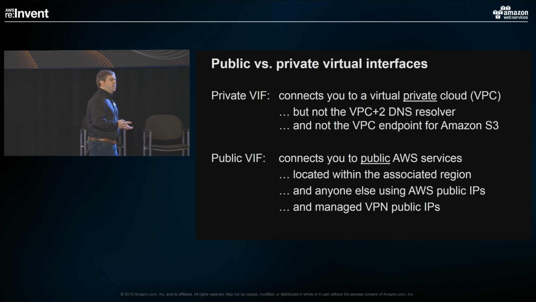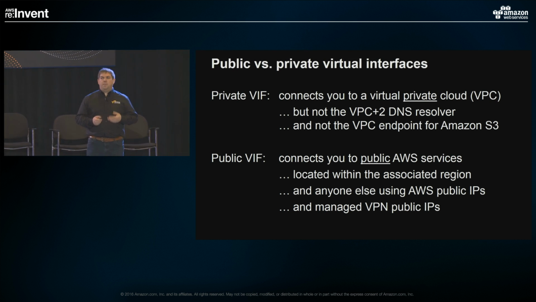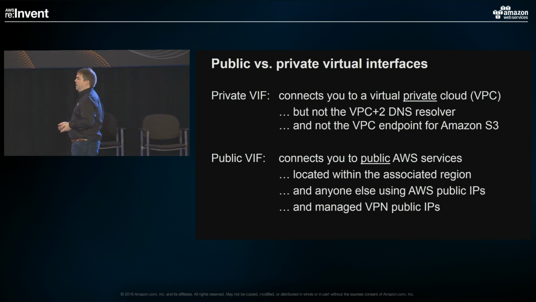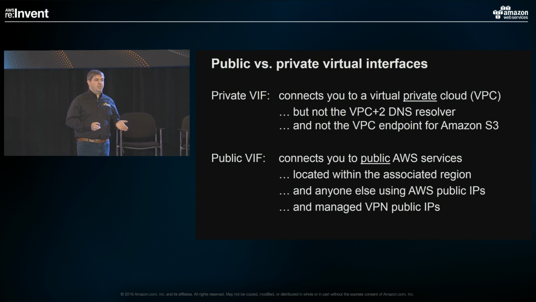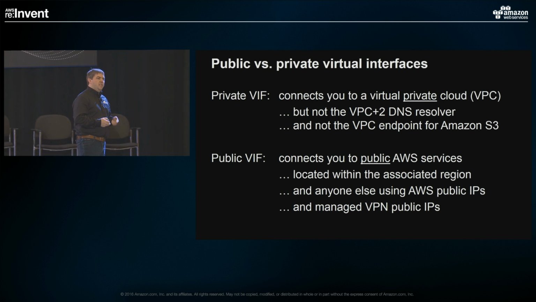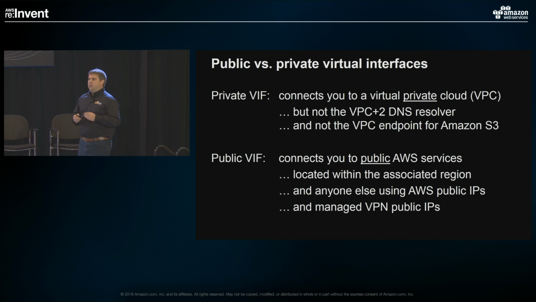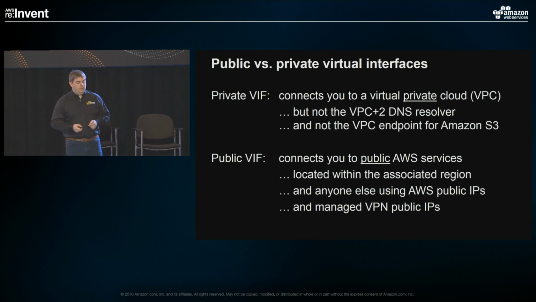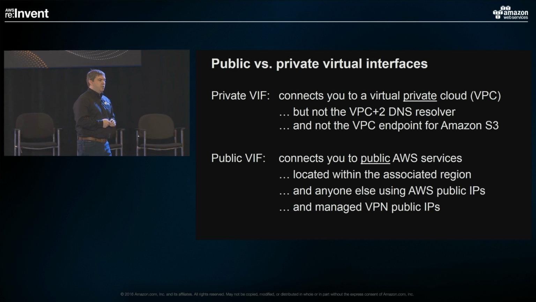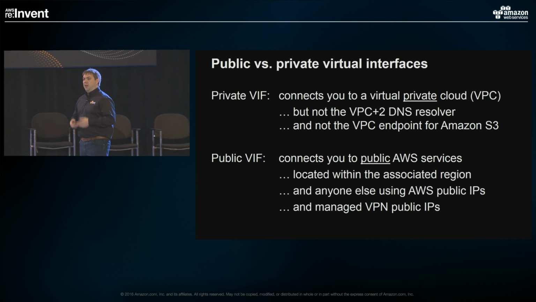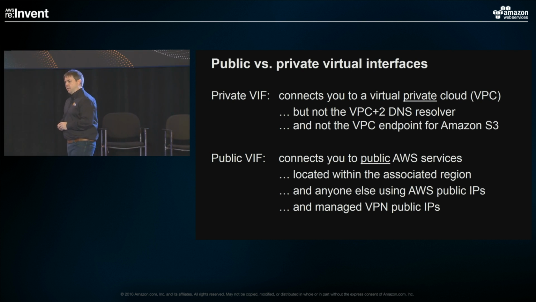So what about a public virtual interface? Well, again, the clue is in the name. It gives you access to public AWS services. These are services that are exposed on the internet and that you can reach normally over an internet connection. But in the case that you want to use Direct Connect to reach those, you create a public virtual interface. It gives you access to any of our public IP addresses in the associated AWS region, and it also gives you access to anything else that is running on AWS IP addresses within that region. The other thing that's included within those public IP addresses are the VPN endpoints for the managed VPN that I mentioned a moment ago. And at the end of this session, that's the example I'm going to show you of how to configure an IPsec VPN over a public virtual interface.